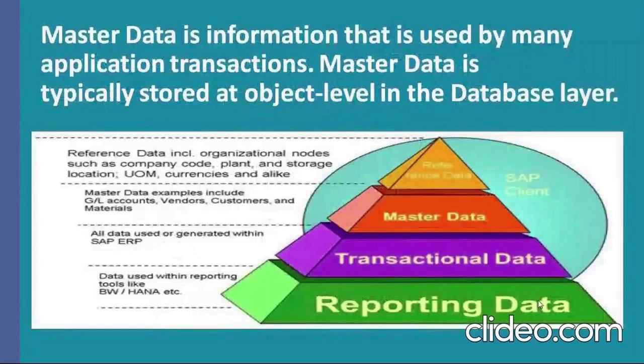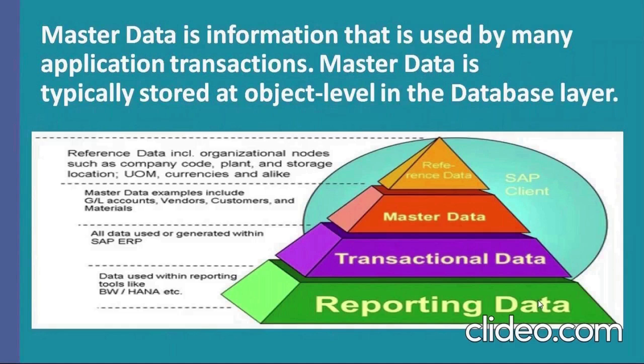Now, in MDG, how many different types of data do we manage? Mainly four different types of data. Reference data: when you are creating a material, you need some reference data like material type, unit of measure, material group, plant details, sales details, evaluation information, etc. Those we call reference data. Then you have master data like material, customer, vendor, finance, etc. These are the master data.